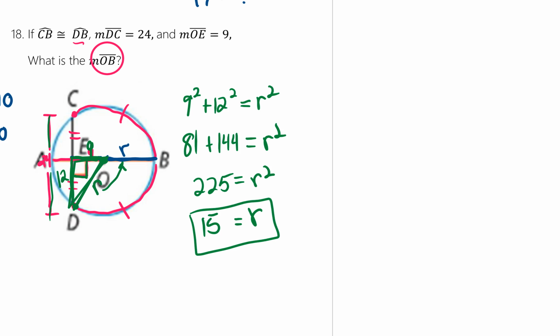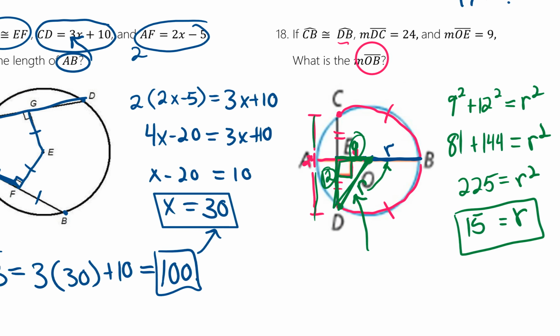The tricky part here is we have to remember to draw in that extra radius. We have to get a little creative with these side lengths to identify them. But that's it. That finishes up our review.